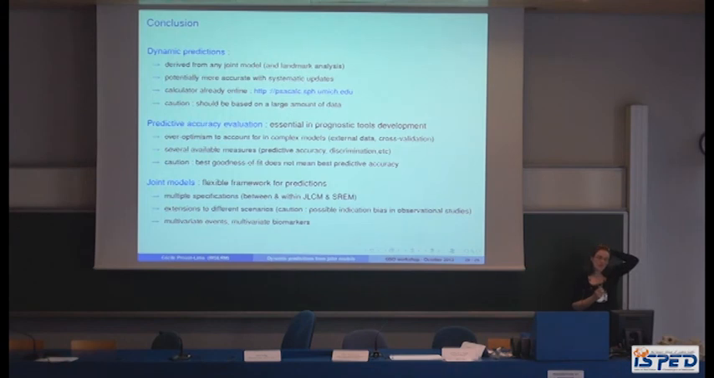Using joint models, well, we saw today with Dimitris and maybe this presentation that it provides a flexible framework for predictions. We can have multiple specifications between joint latent class models and shared random effect models, but also within shared random effect models. This can be extended to evaluate different scenarios of treatment, with the caution here that this example was on observational studies, so we probably have an indication bias for the treatment. But this can also be extended to multivariate events or multivariate biomarkers, etc.